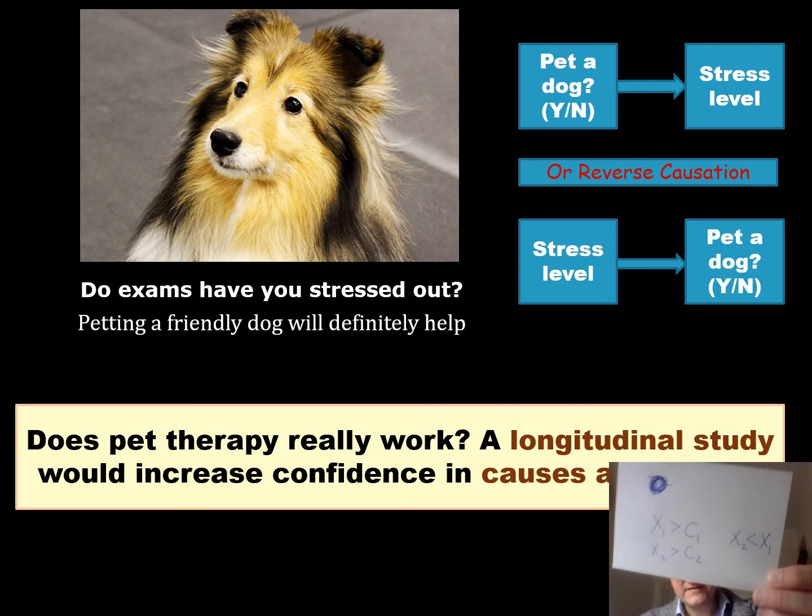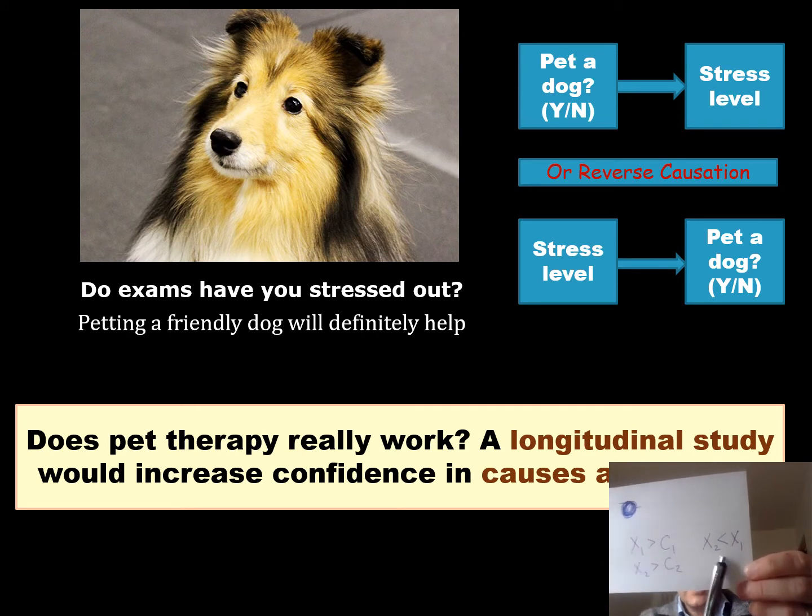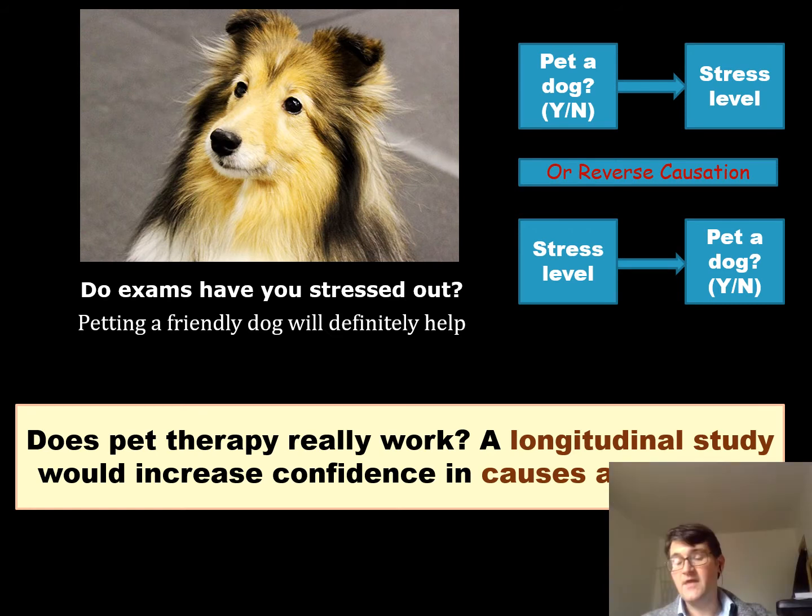So at time one, the people using pet therapy have higher stress than those in the control group. They might still have greater stress than the control group at time two, but if their own stress at time two is significantly less than their own stress at time one, then this is still consistent with the hypothesis that pet therapy reduces stress.